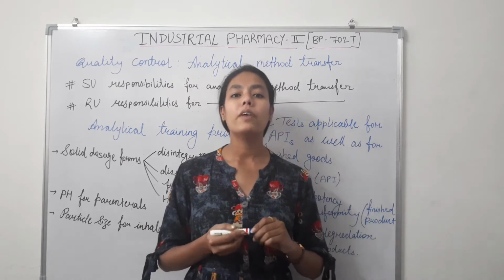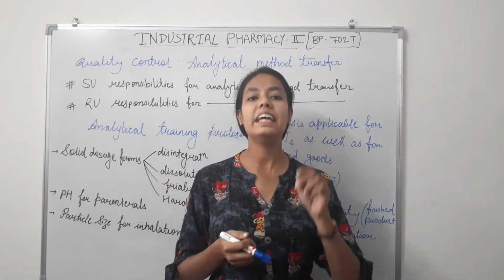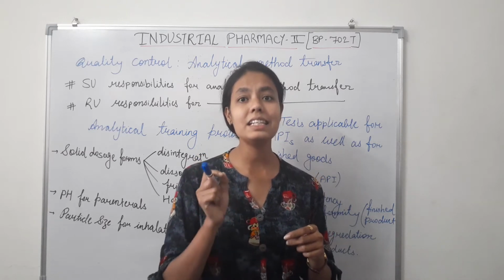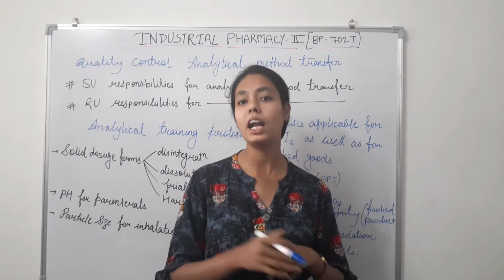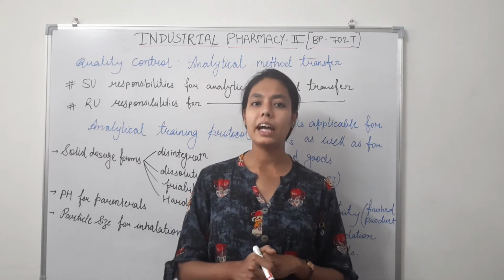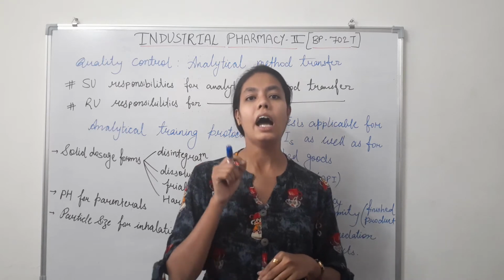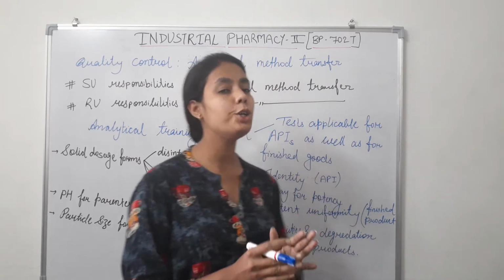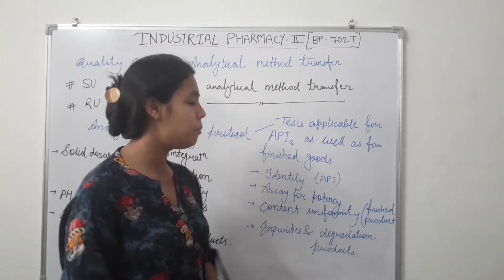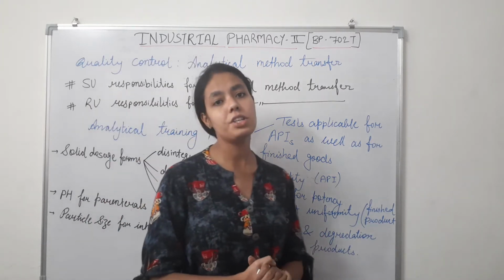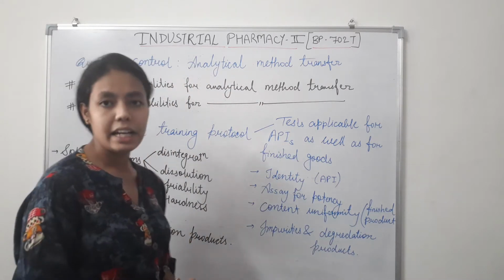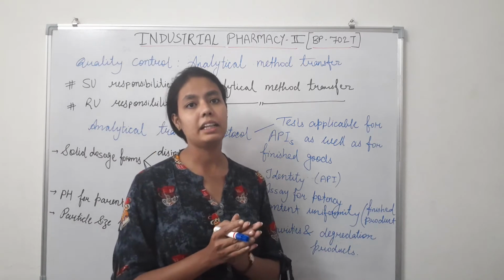After that, the sending unit should provide the data for the equipment used and any standard reference samples used during the analytical method transfer. It should also provide approved SOPs used in the testing of any individual product, whether it is API or finished goods. So these are some responsibilities of the sending unit at the time of analytical method transfer.